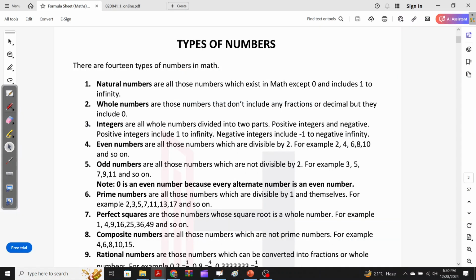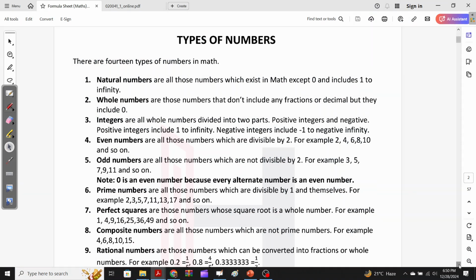So now we go to what are the perfect squares. Let's go to perfect squares.